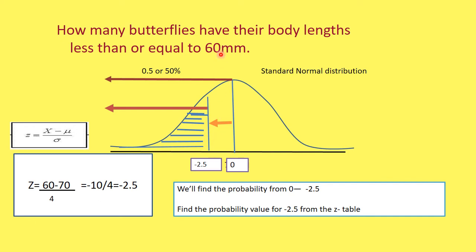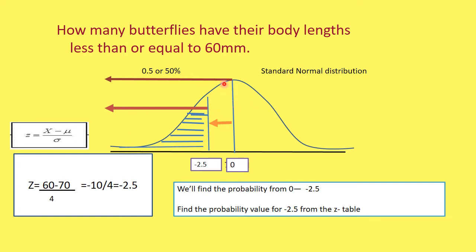Here we need to convert 60 millimeter in the normal distribution into a standard normal distribution value or Z value with the use of this equation. Z equals x minus mu, where mu is the population mean, divided by sigma, the standard deviation. Then 60 minus the population mean 70, divided by 4. Then 10 divided by 4 means minus 2.5. That is on the minus side.